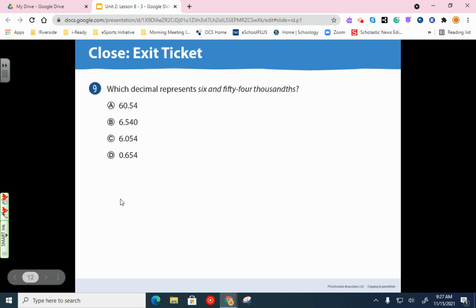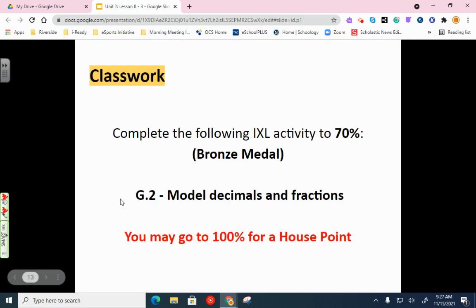All right, your IXL homework for today, or classwork, if you're here in class, G2, model decimals and fractions. You may go to 100% for a house point.